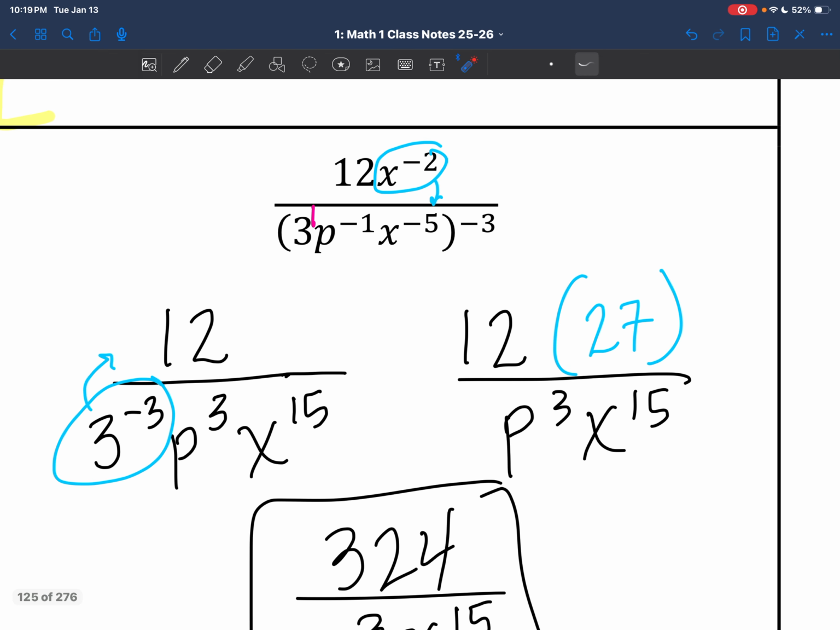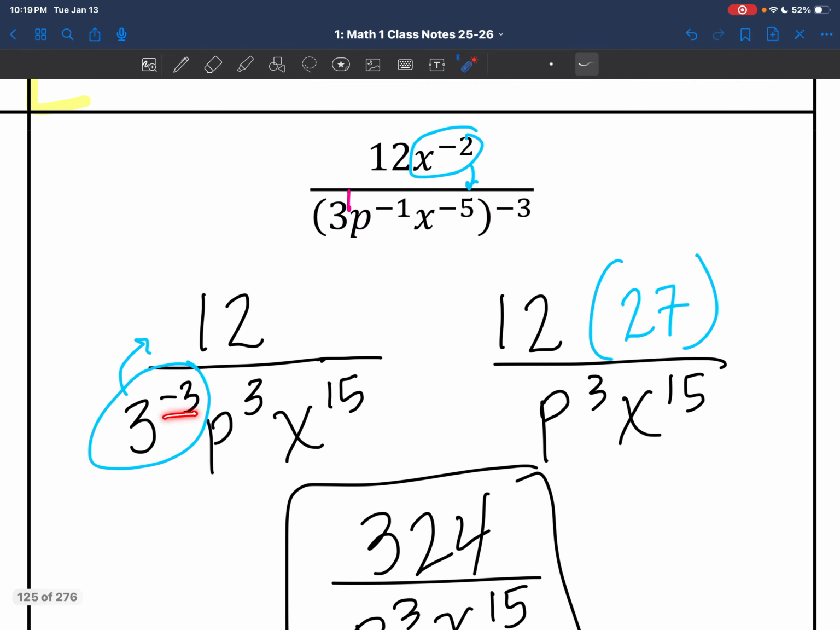So now, let's go ahead, let's try this one. So there's different ways to do this. What I would do first is I would actually multiply this first, sorry, I said distribute. And you're going to get 3 to the -3rd, p to the 3rd, x to the 15th. And remember, that's a positive 15th.